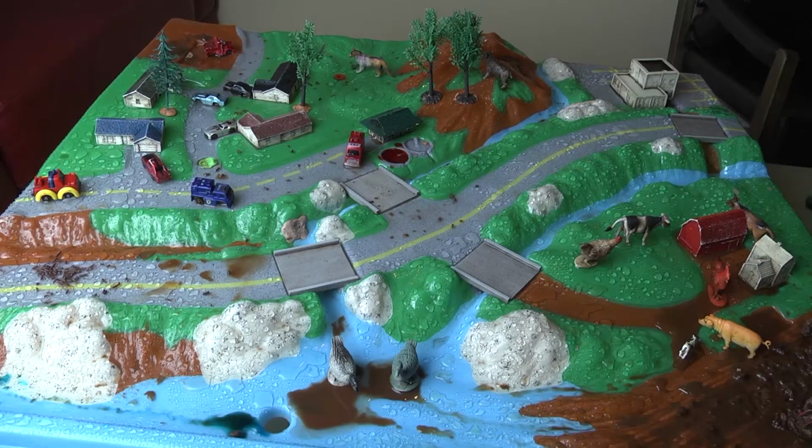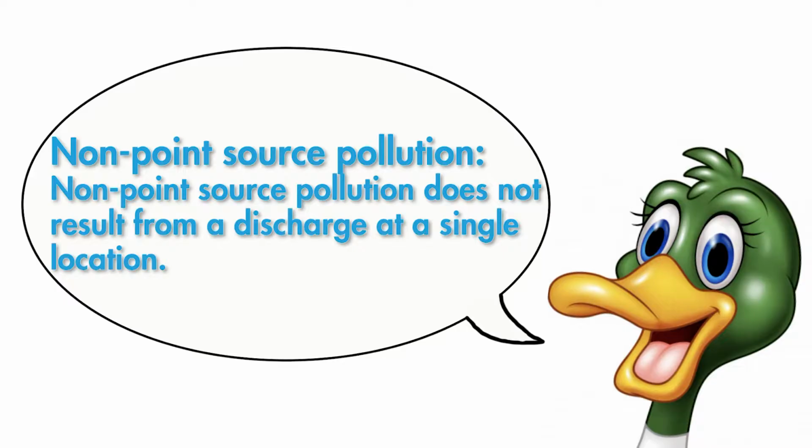So here we're looking at our watershed. We've got a little bit of moisture already on the ground, which is pretty normal in our part of the world anyway. And we've got all of the different neighborhoods, and how we're going to show how they're all connected and show an example of non-point source pollution.